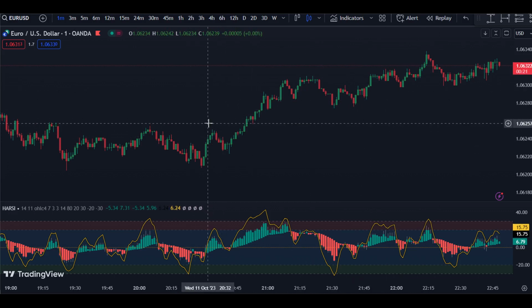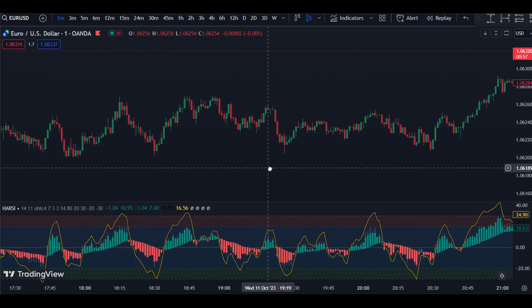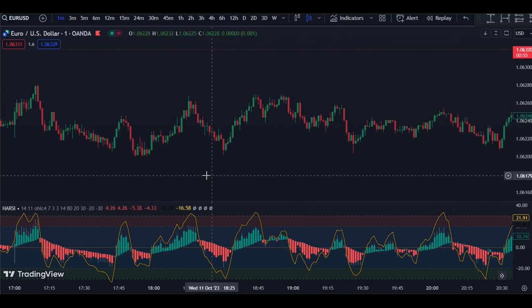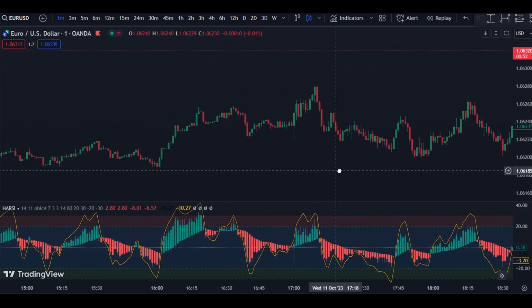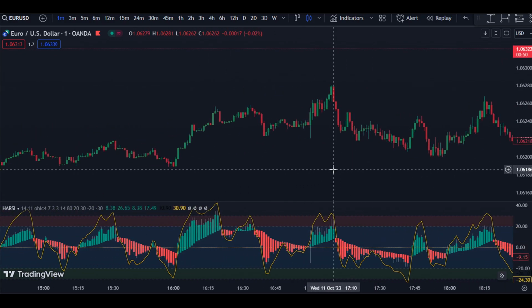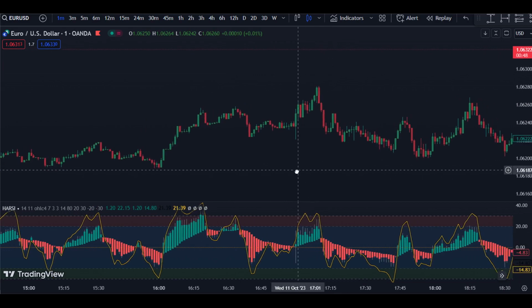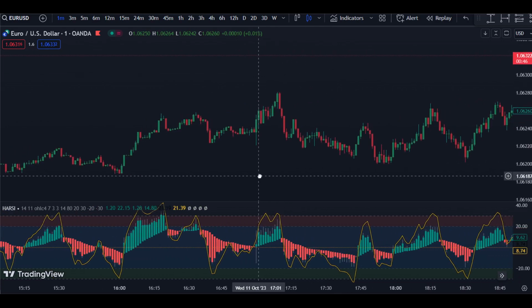However, this strategy works best when there's volatility in the market. So as we can see right here, we have volatility and consolidation in the price action. We don't really see a whole lot of strong trends in price action. So this is an ideal environment that we're going to be looking for the strategy.